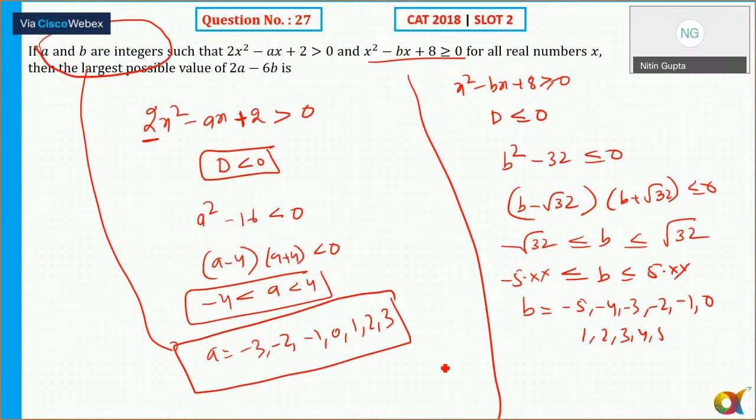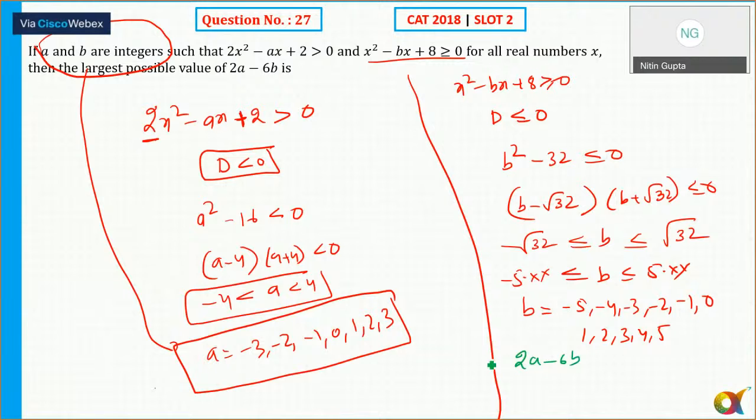are from minus 5 to 5. So these are the possible values of b, guys. If these are the possible values of b, the question is the maximum value of 2a minus 6b. So I think I'll take the value of b as -5 here. Yes or no?